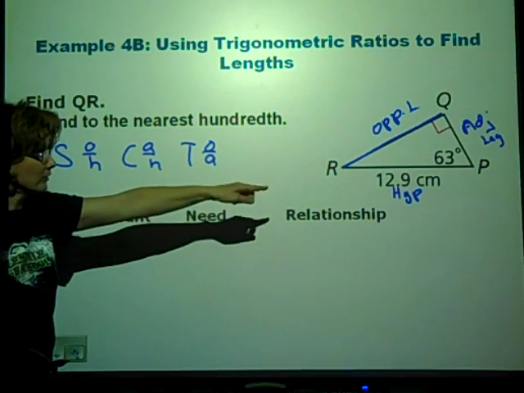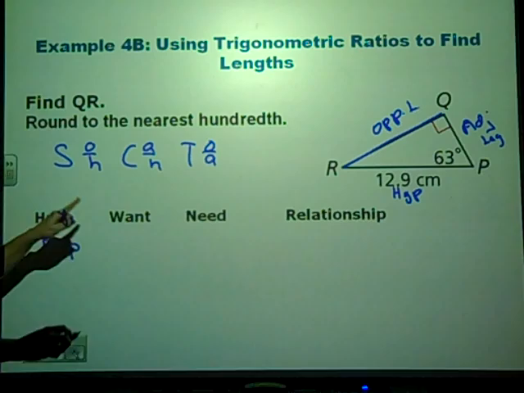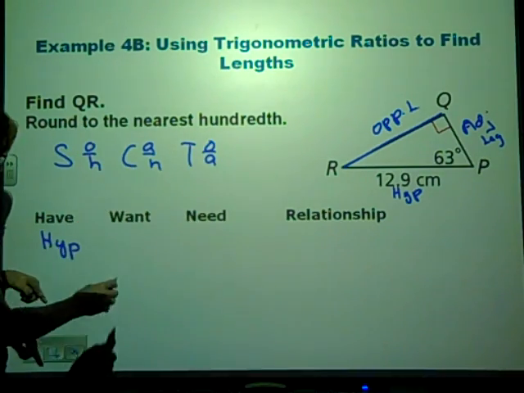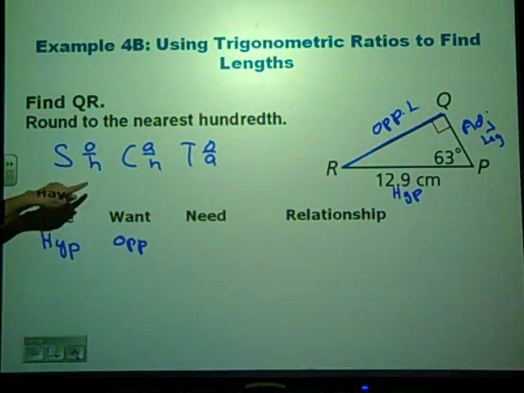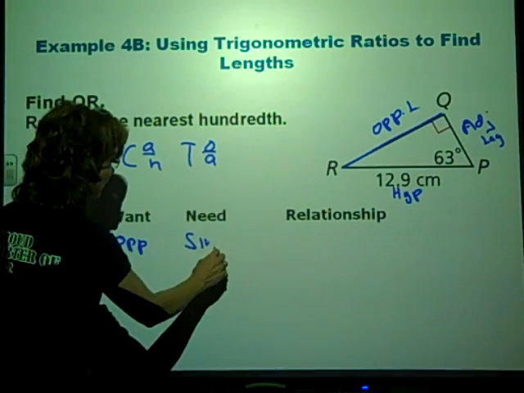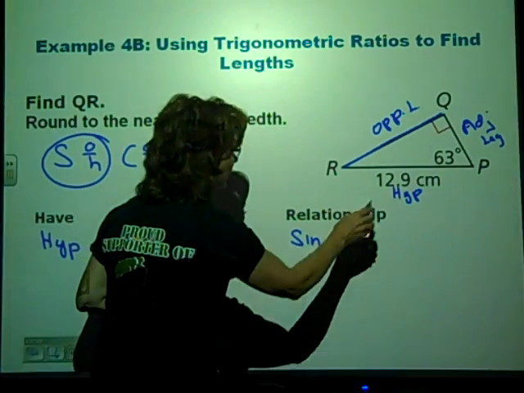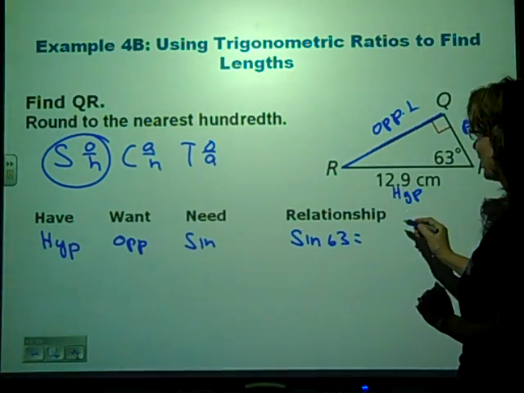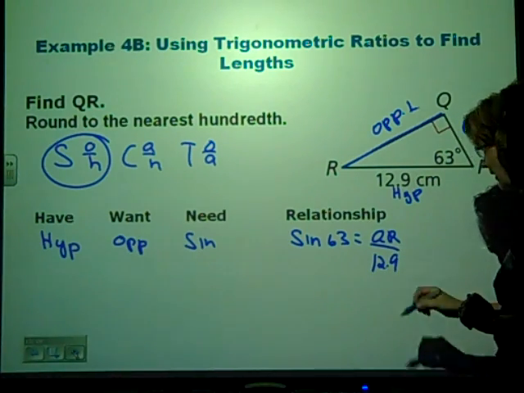And I have, numerically, the hypotenuse. I want QR, so I want the opposite leg. I look, what compares opposite to hypotenuse? And the sine is the big winner on this one. So I need the sine ratio. Now I'm going to set up my relationship. The sine of this angle, 63 degrees, equals the opposite leg, QR, over the hypotenuse, 12.9.